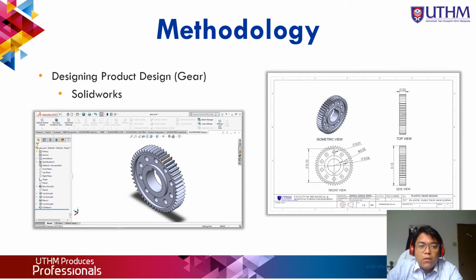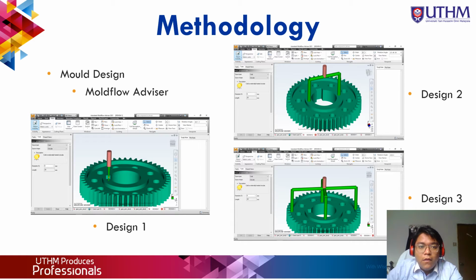For the methodology, the first one is to design the product design, which is a gear. It has been drawn in the SolidWorks. The next one is the mold design. There are three mold design that have been designed in Moldflow Advisor.